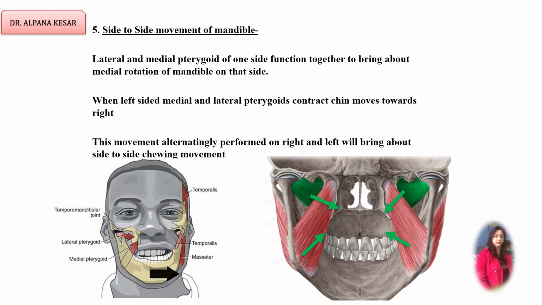Side-to-side movement of the mandible. At the time of chewing food, slight rotation of the mandible takes place alternatingly on the right and the left side. This movement is brought about by the medial and the lateral pterygoid muscles. When the medial and the lateral pterygoid muscles of the left side contract, it will move the mandible towards the right side, and when the muscles of the right side contract, it will move the mandible towards the left side, thus bringing about side-to-side movements of the jaw.